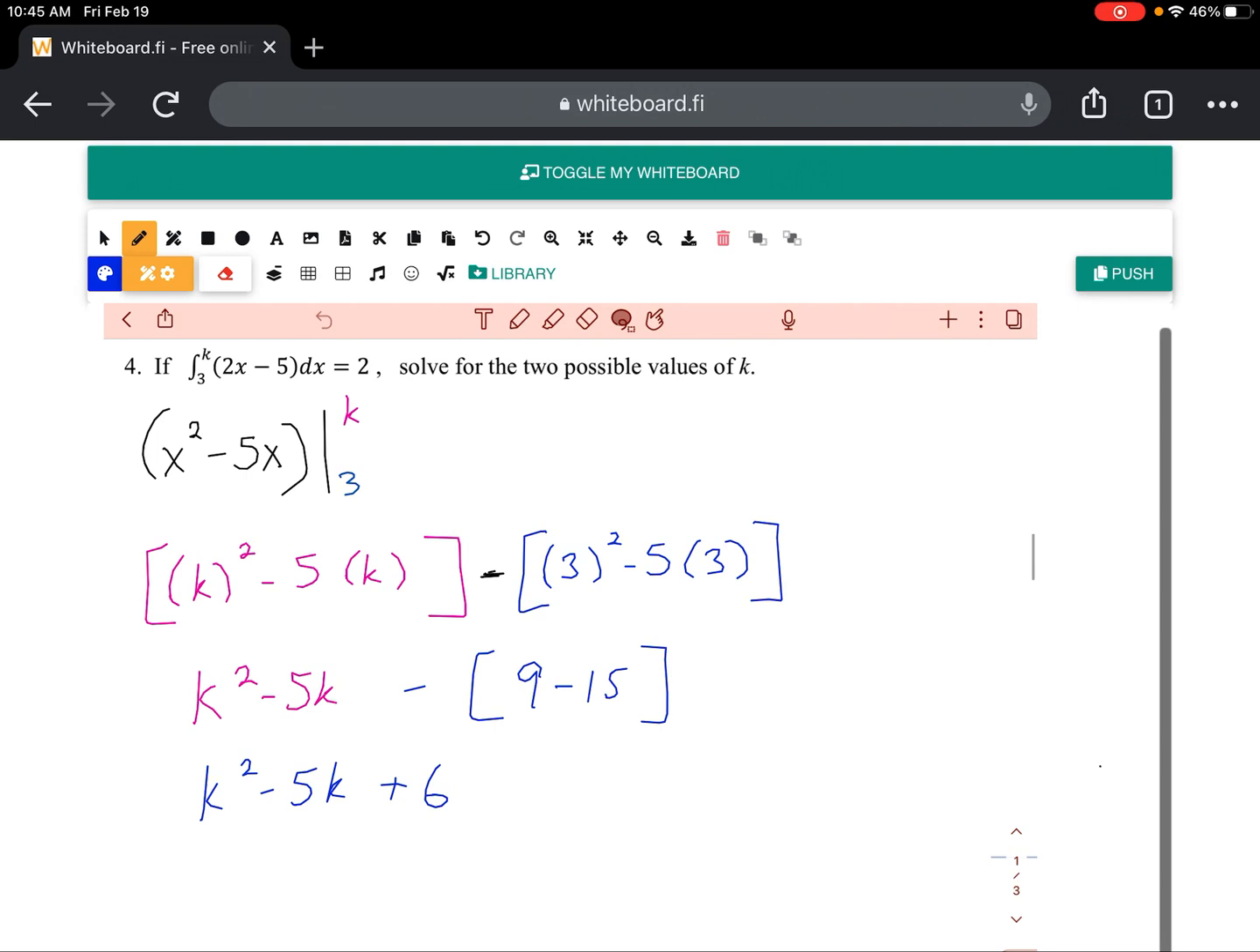Any questions on any of that stuff so far? All right. Well, the right side of this equation is a different number, right? We've got that whole thing that we just took the integral of, that whole thing equals 2. So I'm going to bring down an equals 2 at the right-hand side of every single one of those lines. We've got k squared minus 5k plus 6 equals 2.